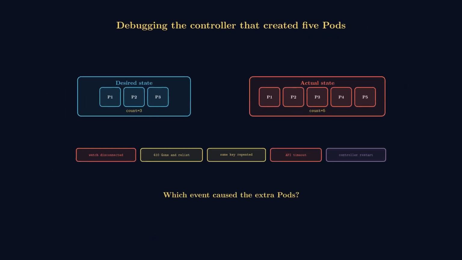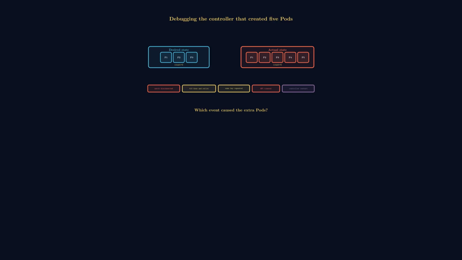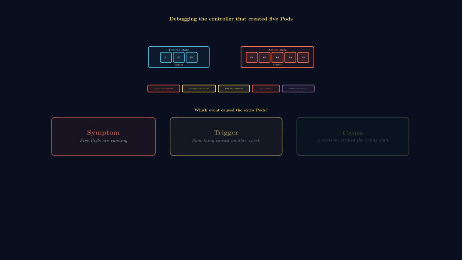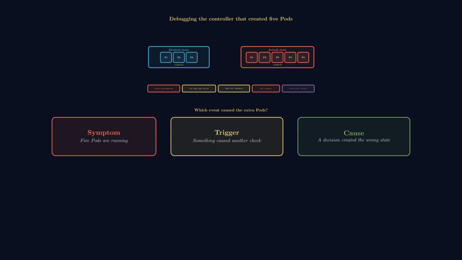The first debugging rule is simple. Do not blame the loudest error. The 5 pods are the symptom we can see. A disconnected watch or a restart may only be a trigger that caused another check. The real cause is the decision that made the wrong change. We must keep those 3 ideas separate.